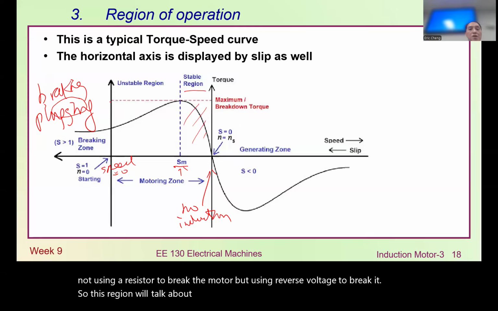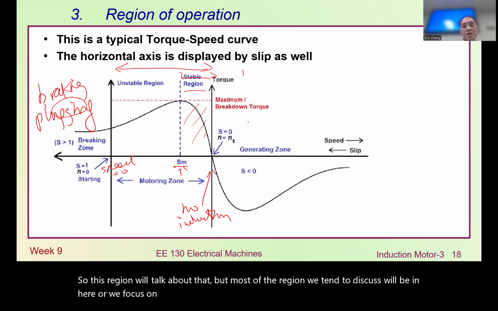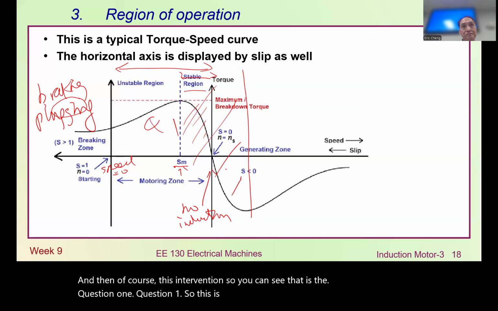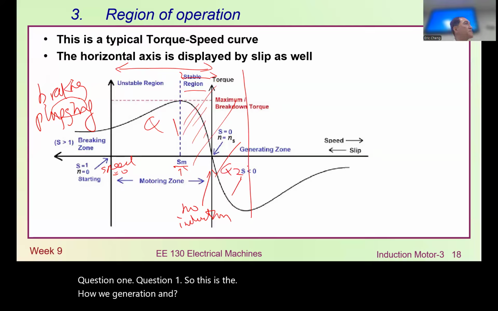But most of the region we tend to discuss, or focus on, will be in here. And then, of course, this is the region you can see is quadrant one. And this is quadrant 2, for the power regeneration. So basically, that's the region of operation we try to operate in.